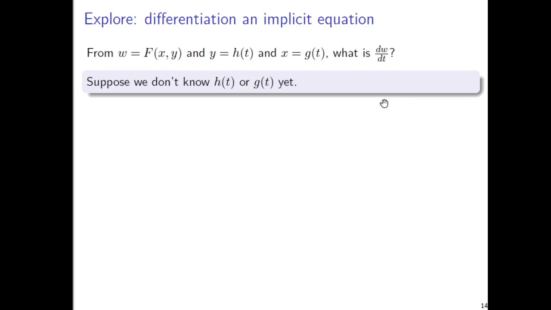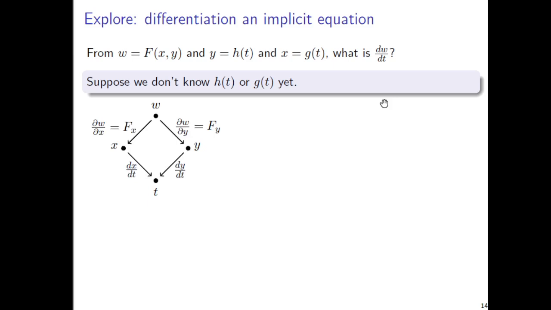So let's just suppose for right now that we don't know h of t or g of t yet. In practice we may, but if we pretend we don't right now, this helps in creating a more generic formula that we can use in all kinds of situations. So let's take a look at what we have just in terms of the ideas we've already seen.